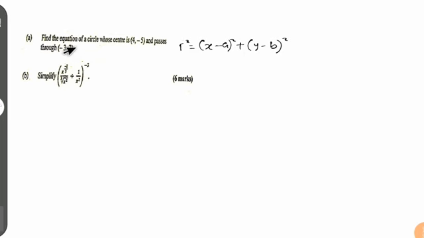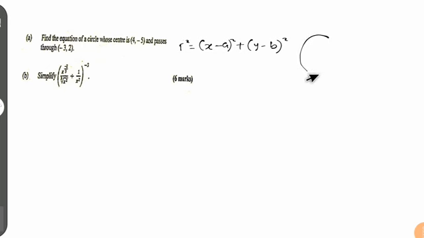So now, according to the question, the radius is not given. I want to find the equation of this circle. The center is given, so a is 4 and b is -5, but we don't know the value of r. You can't find the equation of a circle without knowing the value of r. So to get this r, let me draw the diagram to make it easy.